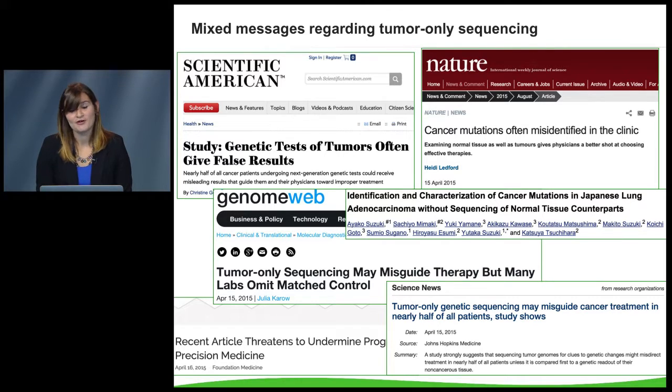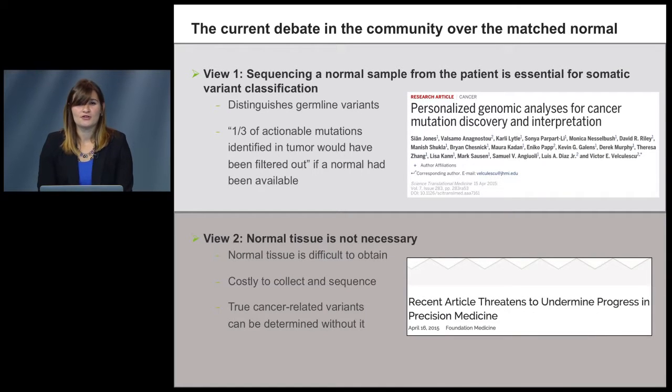So last year, we saw quite a bit of controversy over tumor-only sequencing, or sequencing just the tumor without using the matched normal for reference. So the current debate over the importance of the matched normal for accurate tumor genetic profiling features 2 main viewpoints. On one side, an important paper from earlier last year concluded that the normal sample is necessary to identify germline variants, and up to 1/3 of actionable mutations they found would have been filtered out if the matched normal had been available. Now, on the other side, other groups have asserted that to identify key cancer-related variants, the normal is not necessary and is logistically often difficult to obtain. So these groups continued to provide exclusively tumor-only sequencing and analysis.